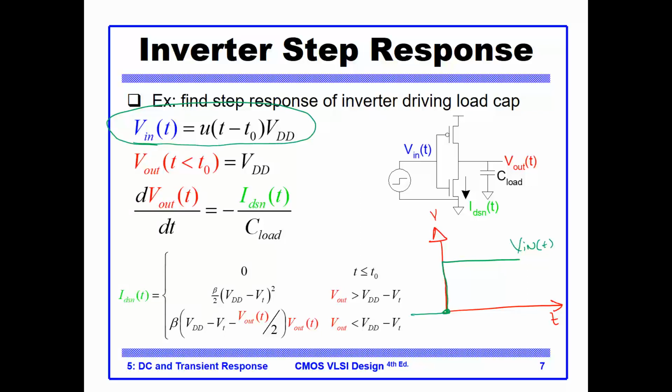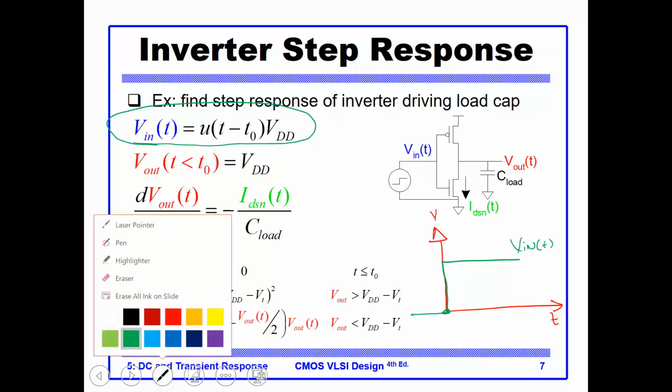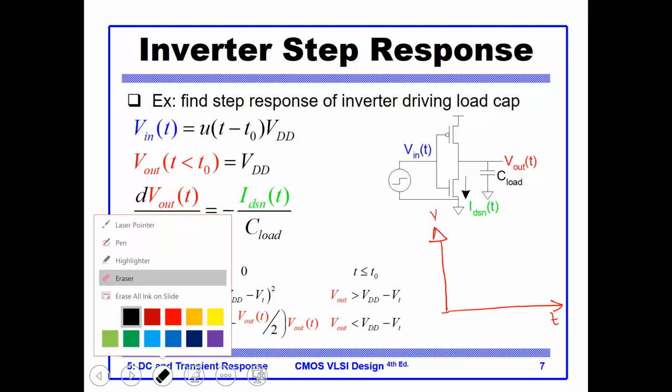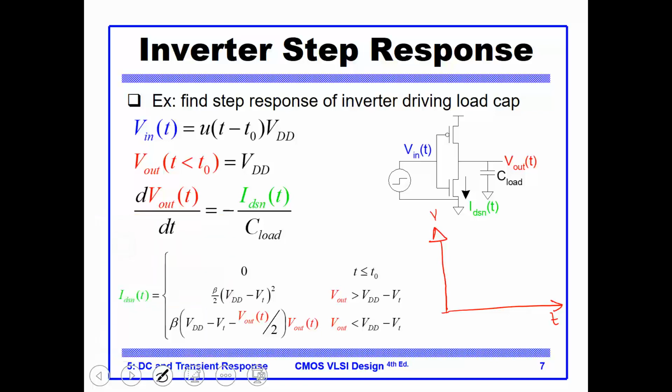One thing though, I should mention, he's using T0. I'll try to use the same notation as they are using. So basically, instead of zero, we'll use T0. So this is T0. Now, this is VN.